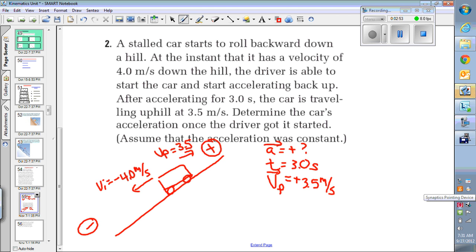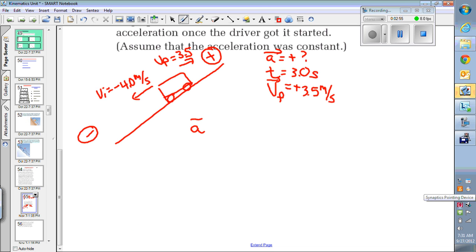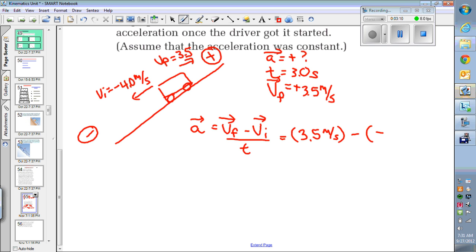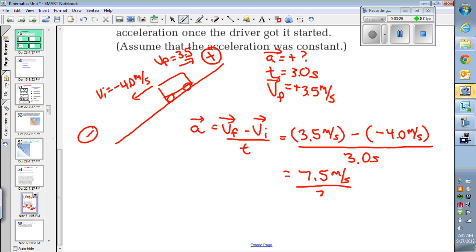Alrighty, so we need to calculate the acceleration. Acceleration is VF minus VI over t. So you take your final speed, 3.5 meters per second, subtract a negative 4 meters per second, divide that by 3 seconds. Okay, so that gives you 7.5 meters per second up top. Excuse me, divide by 3 seconds.